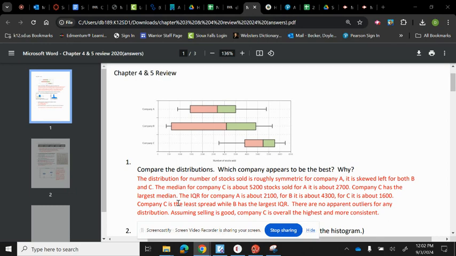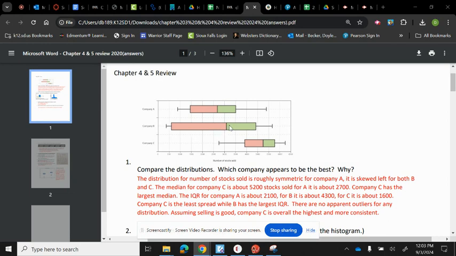If we're talking about which one is the best, that's really one of the side questions. But the first thing it says compare the distributions. Now, company C, remember right here, hopefully you can see my mouse. From the median though in company C down to the bottom is a lot longer than the median up to the maximum. Okay, so that one is clearly skewed left.